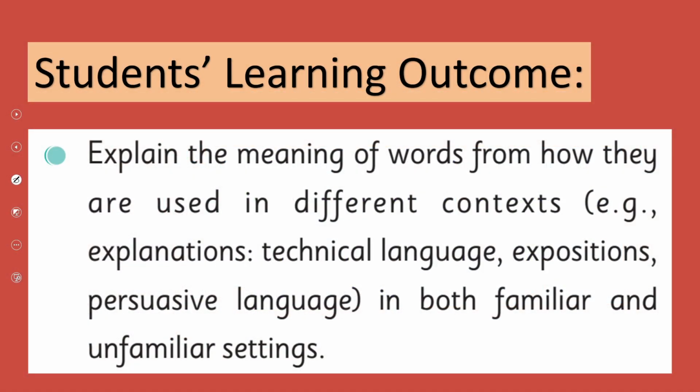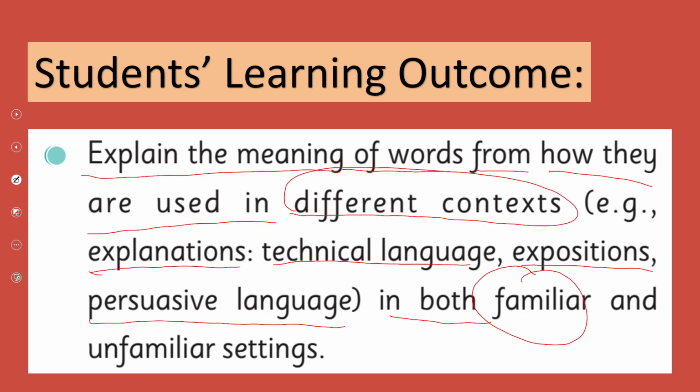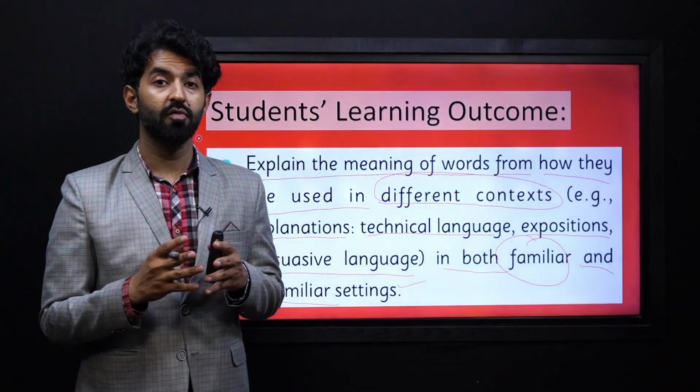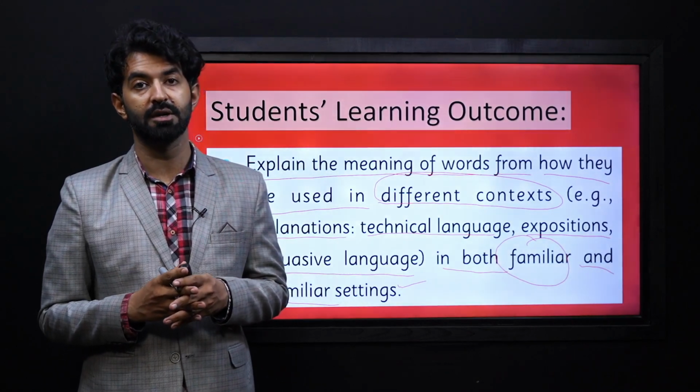Our SLO is to explain the meaning of words from how they are used in different contexts. For example, explanations, technical language, expositions, persuasive language in both familiar and unfamiliar settings. Now, my dear learners, we will be using the context clues to explain the meanings of words which we are not familiar with in both familiar and unfamiliar settings.